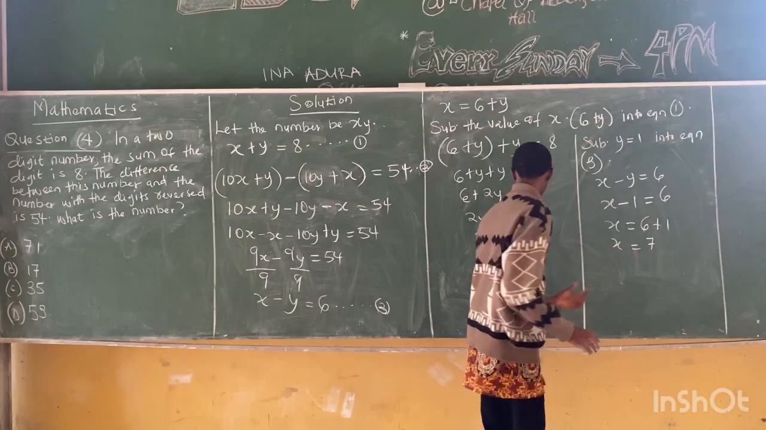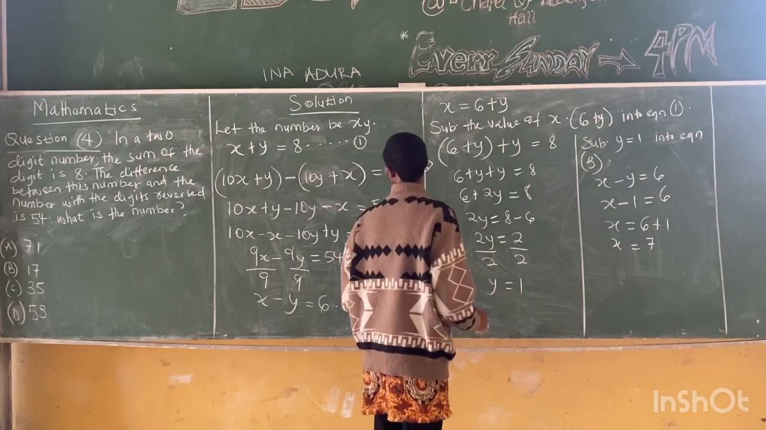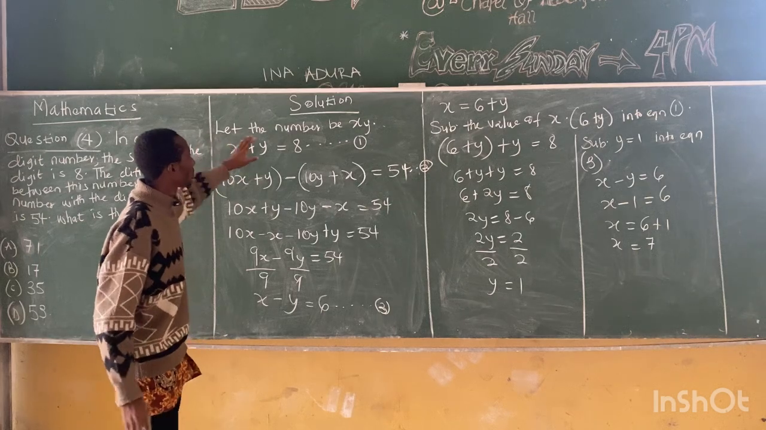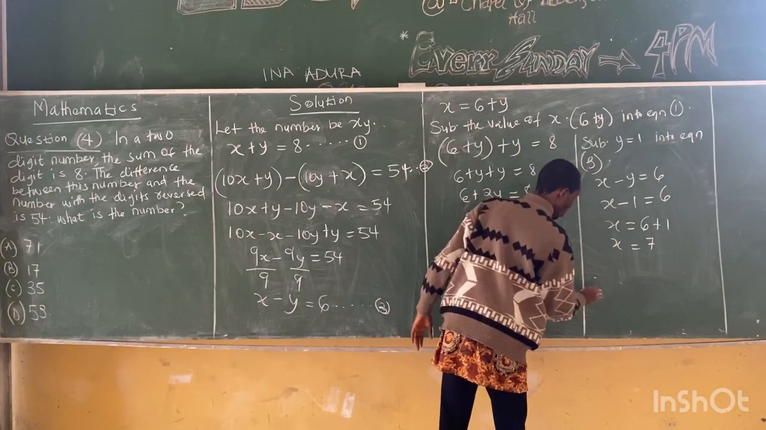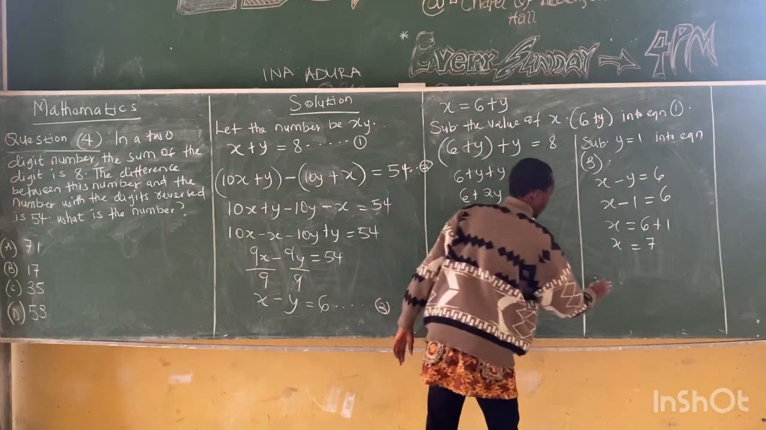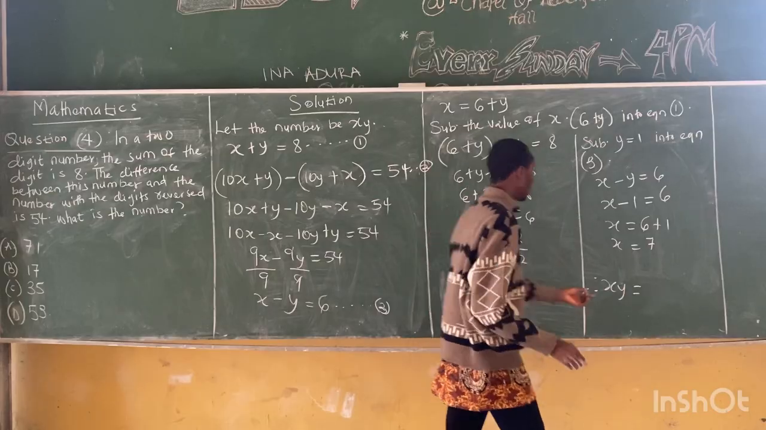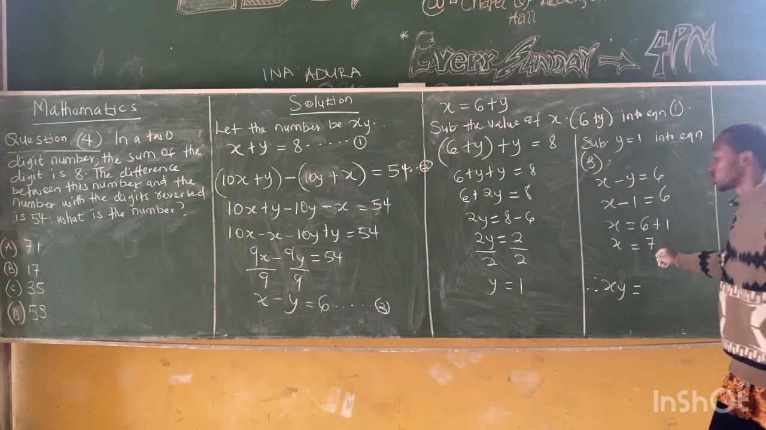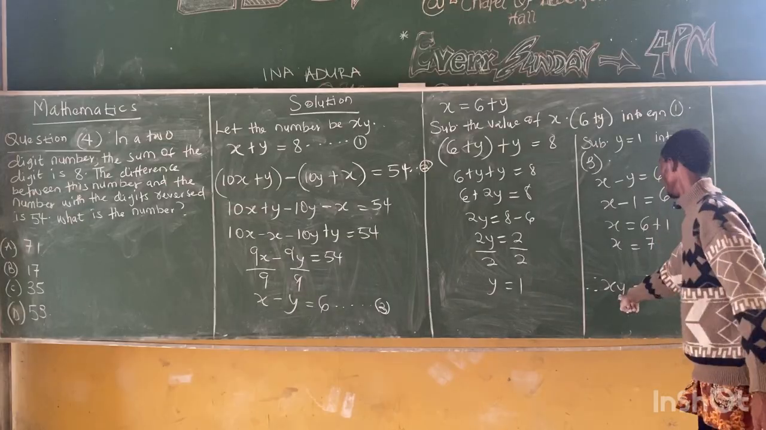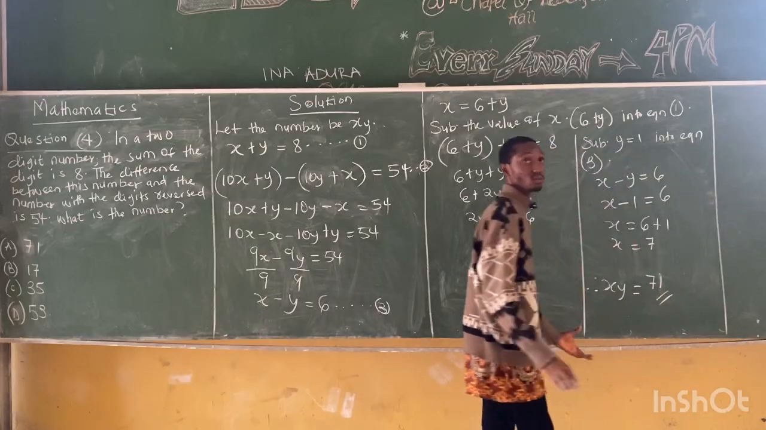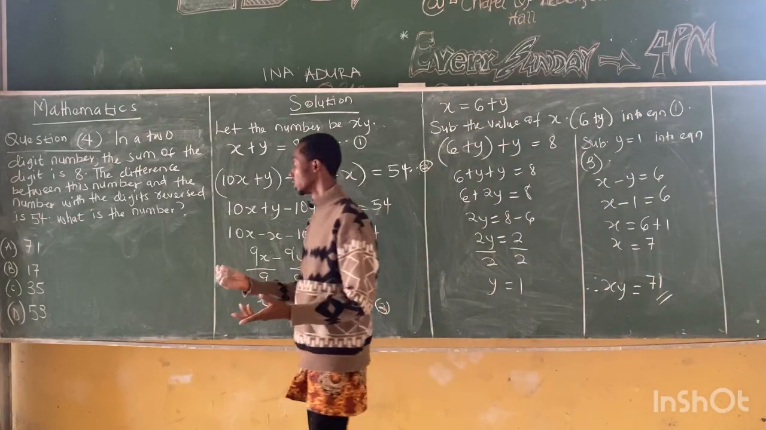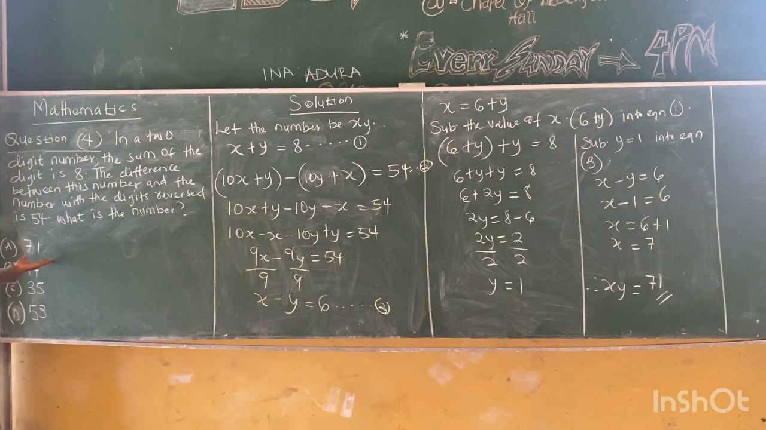Now we have x to be 7 and y to be 1. Now recall that here we said let the number be what? xy. Therefore, xy is equal to, our value of x is what? 7. And our value of y here is what? 1. So therefore, the value of xy is equal to 71. And that is option A, 71. Option A is the correct answer.